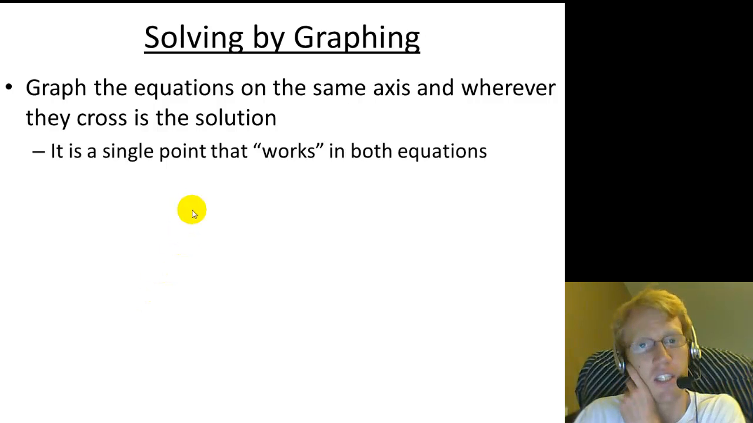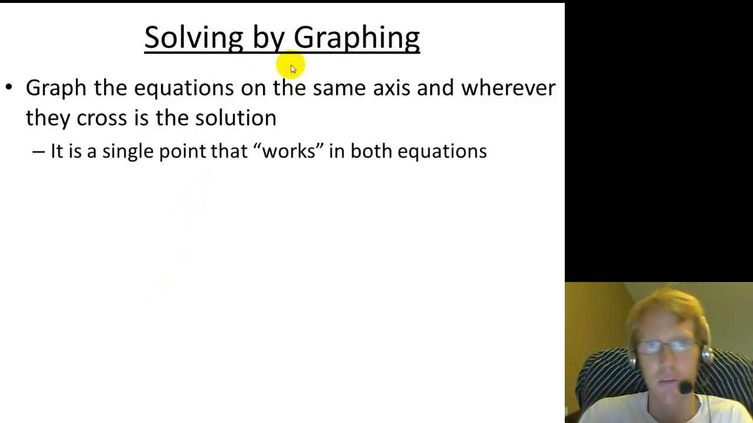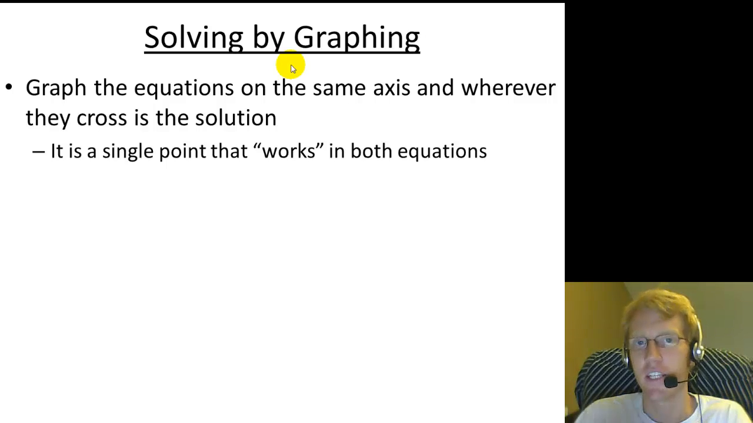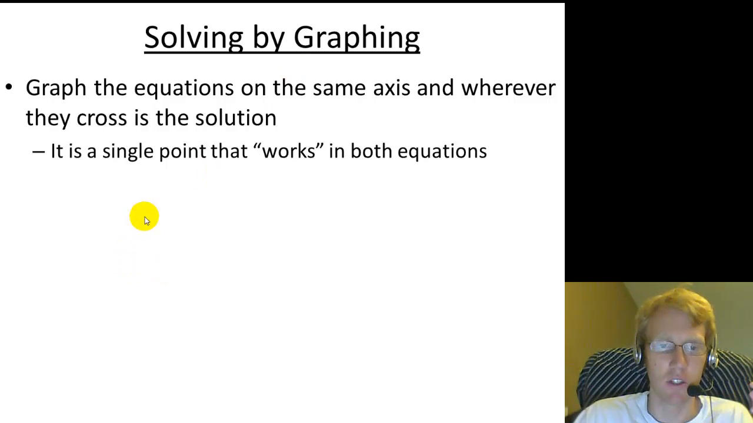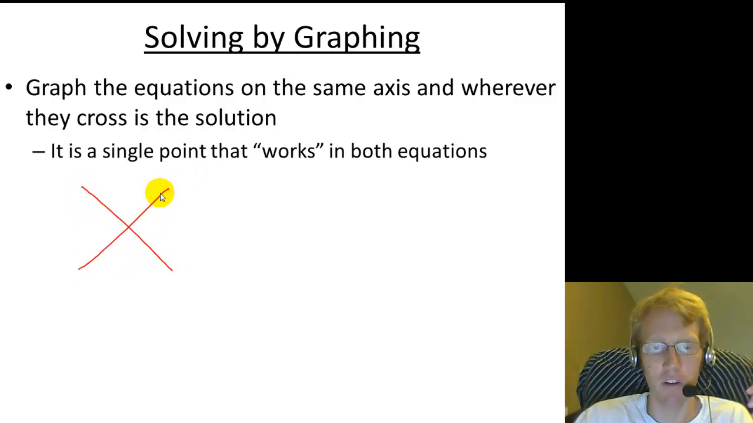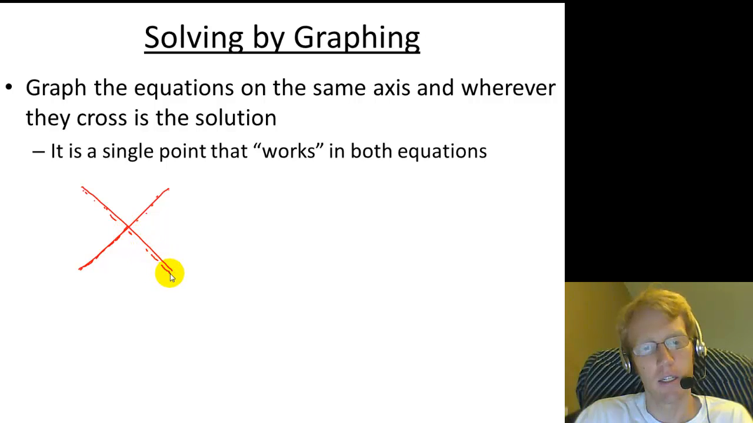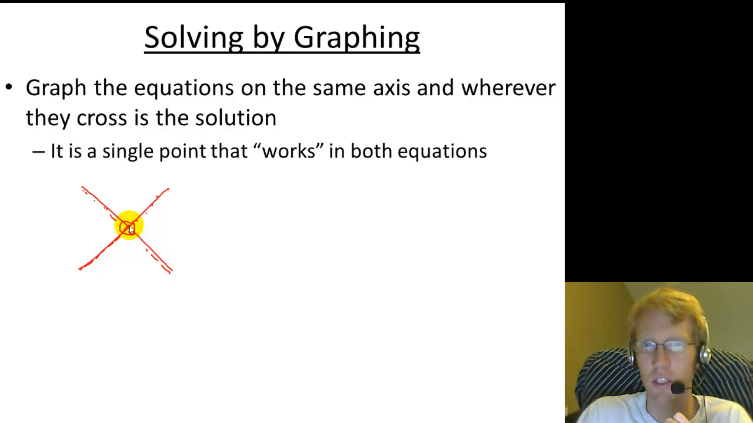Alright, so one of the easiest ways is to solve by graphing. To be a solution to an individual equation, it just has to lie on that line. So if two lines cross, then every point on this line is a solution to this equation, and every point on this line is a solution to this equation. So this point right here in the middle, it lies on both lines, so therefore it's a solution to both equations, and therefore it's a solution to the system of equations.